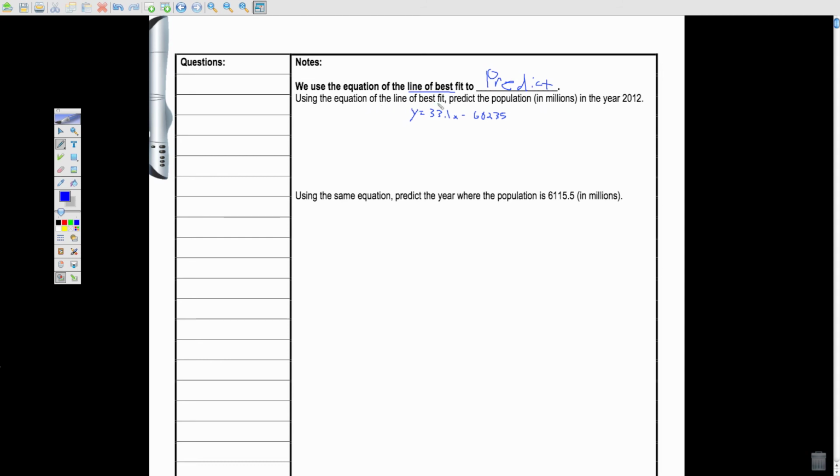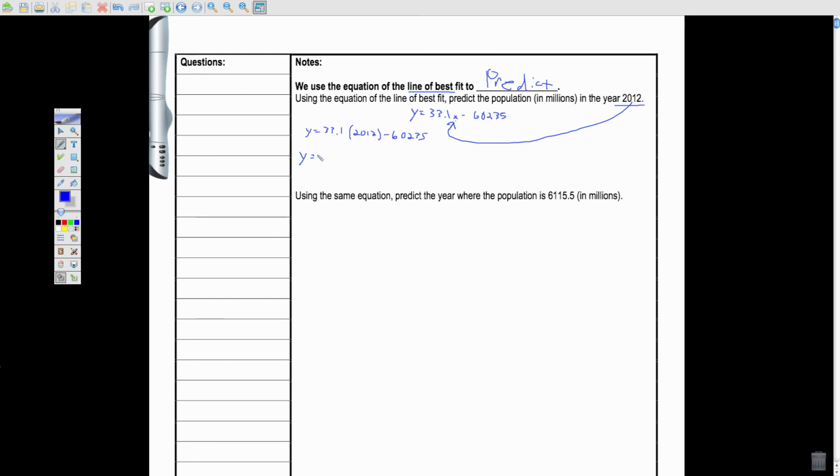Okay, now let's see what it asks us to do. It asks us to predict the population in millions. It gives us the year. In our equation, x represents the year. So let's plug in 2012. Let's plug that in for x. So we would have y equals 33.1 times 2012, minus 60,235.